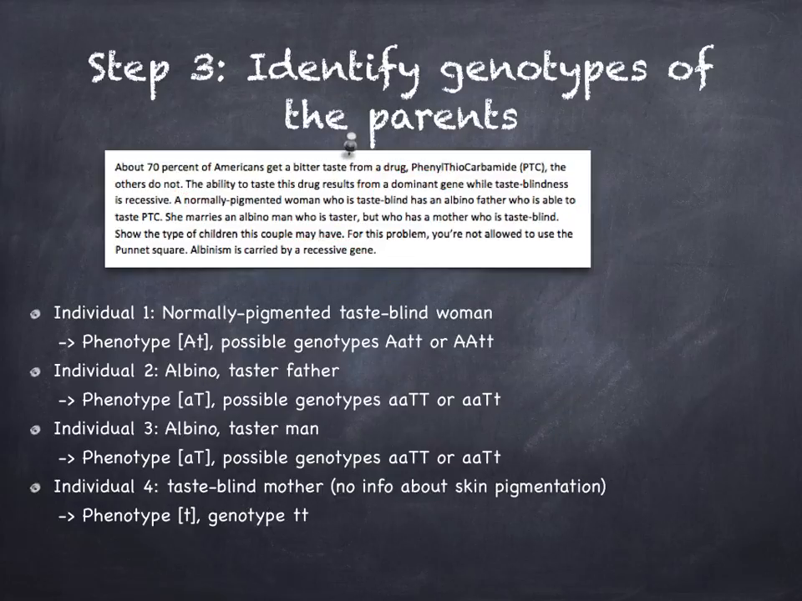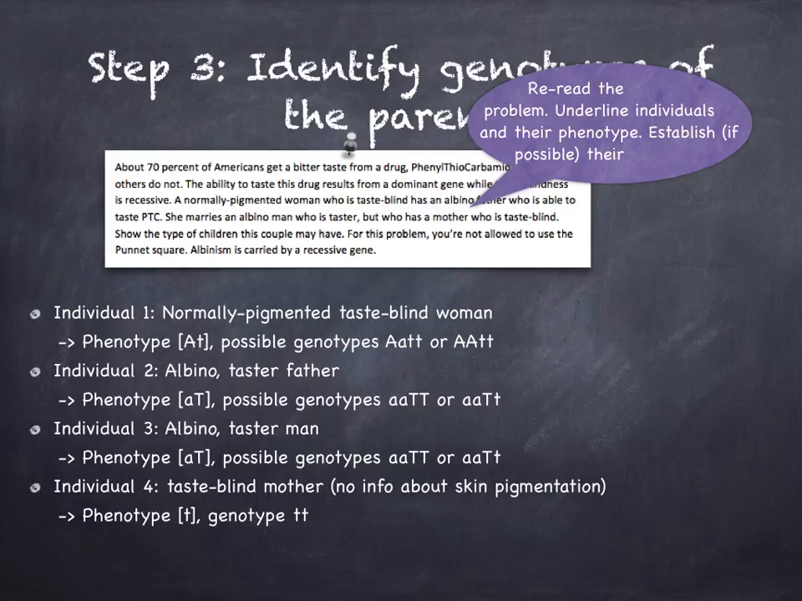Now what you will want to do is identify the individuals that are presented in the text. So you will simply reread the problem and underline all the individuals that are mentioned and identify their phenotype, and establish, if possible, their genotype. So the first individual that we are talking about here in the text is the woman. It is a woman who is normally pigmented and taste blind. So the phenotype of this woman is big A small t. So big A for normally pigmented, small t for taste blind.